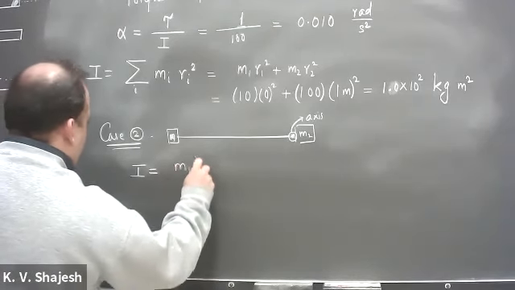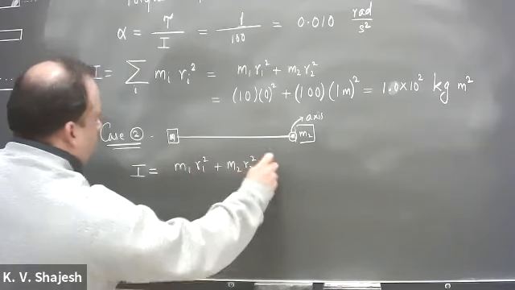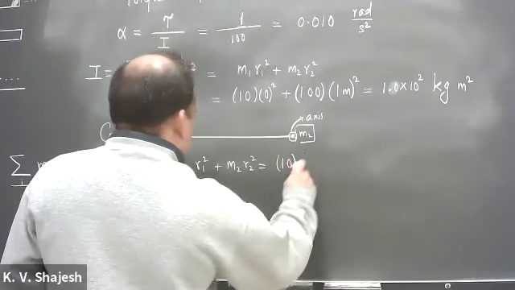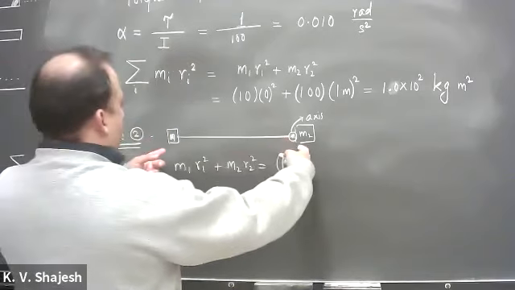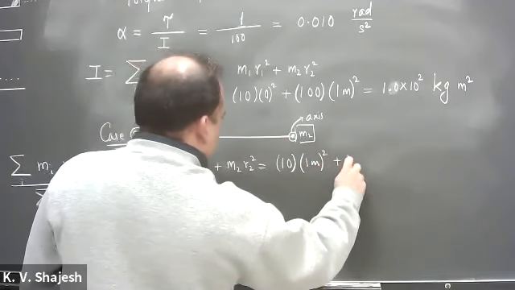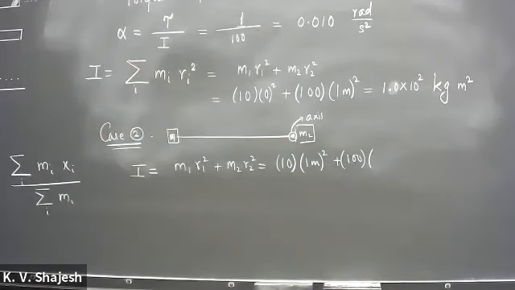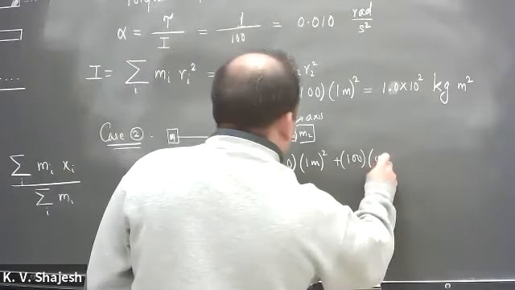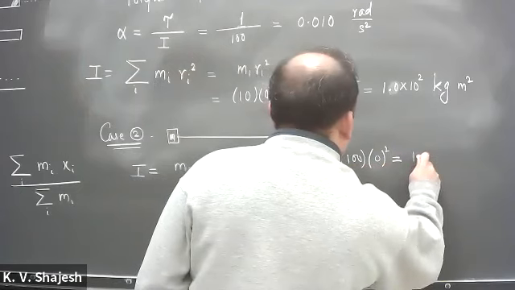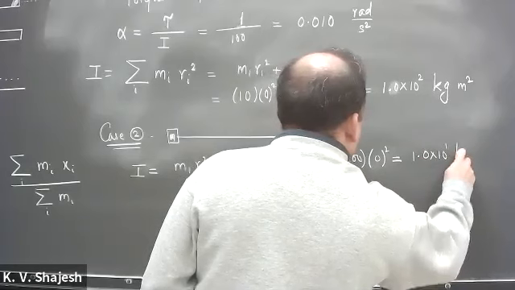That's m1 r1 squared plus m2 r2 squared. m1 is 10 kgs times r1 now is 1 meter. So that's 1 meter squared. And m2 is 100 kgs. And clearly, the distance is 0. That's 0 squared. And that's 10. So it is 1.0 into 10 raised to 1 kg meter squared.